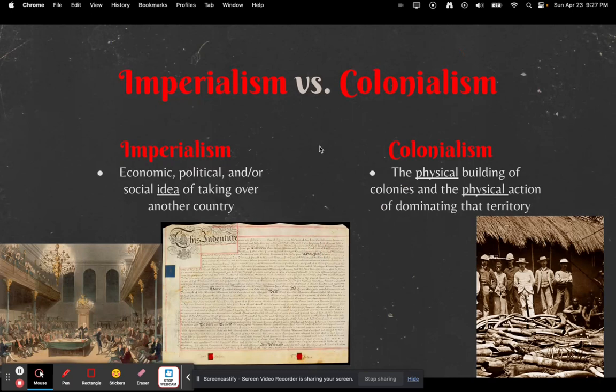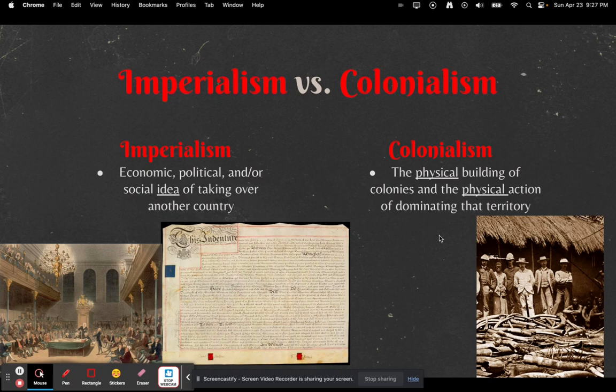So you might think, imperialism, colonialism, how are they similar? How are they different? Well, I'll tell you, there's just a very fine line that separates the two. So, imperialism is the economic, political, and or social idea of taking over another country. So, it's an idea. So, when politicians talk about taking over another territory, when it's written into words, that's called imperialism.